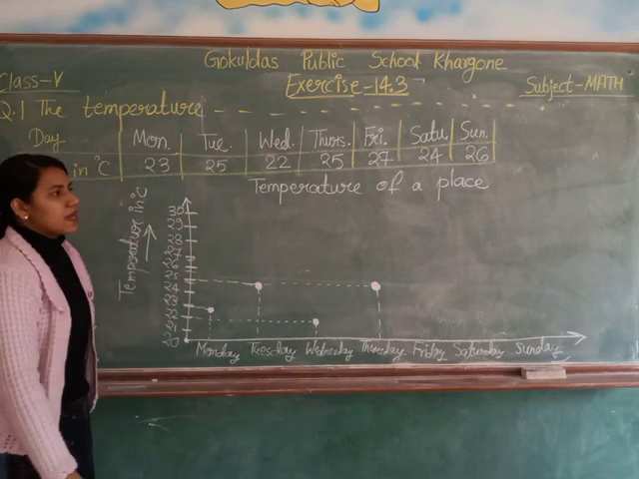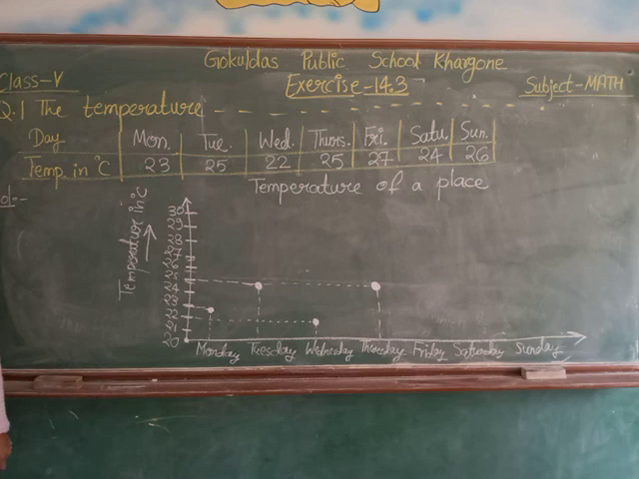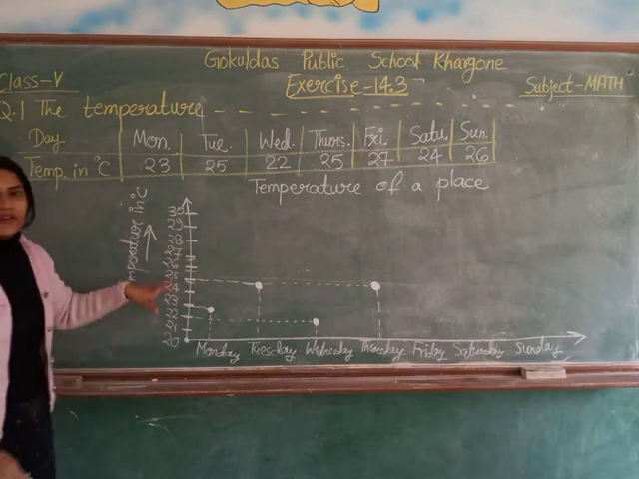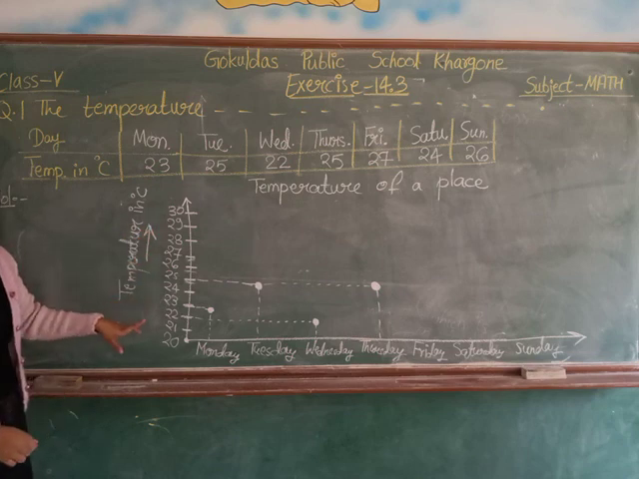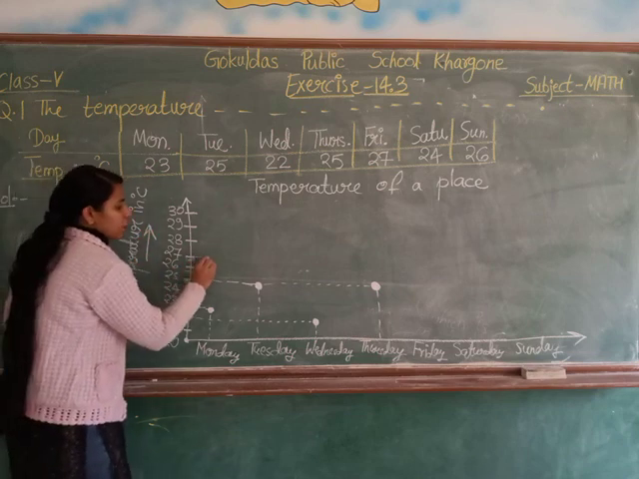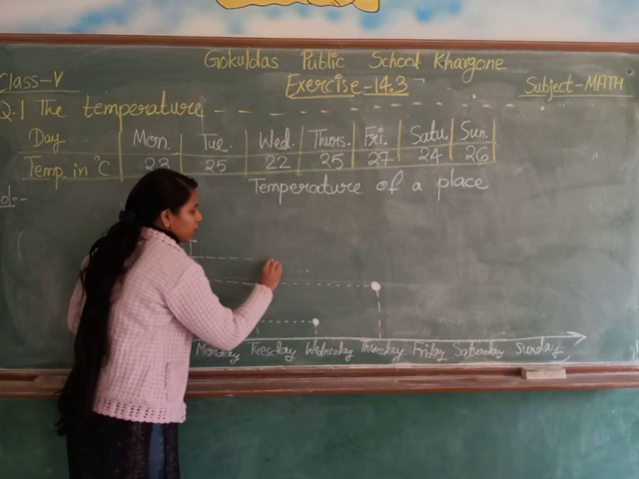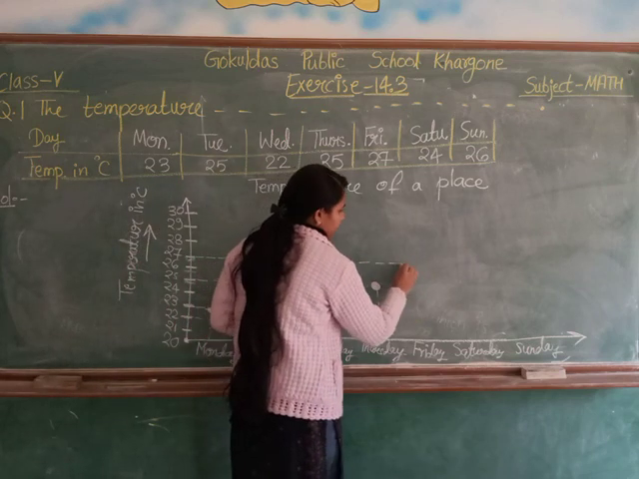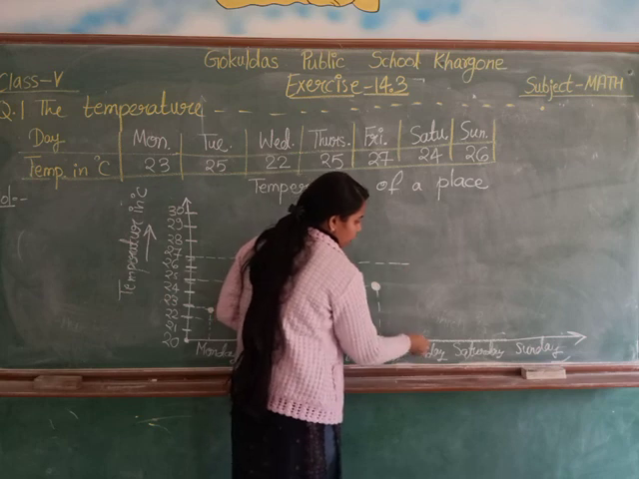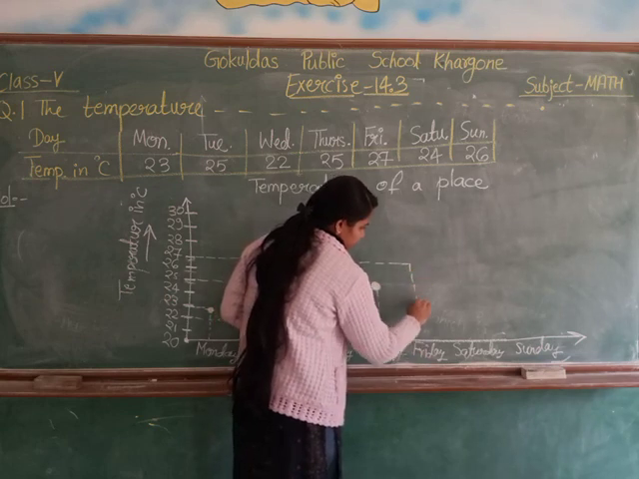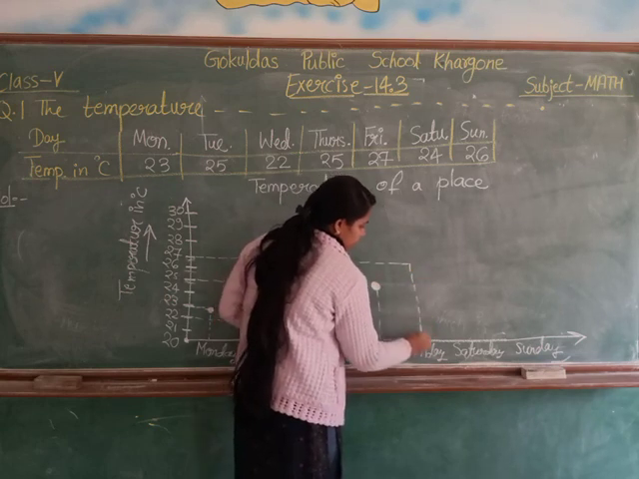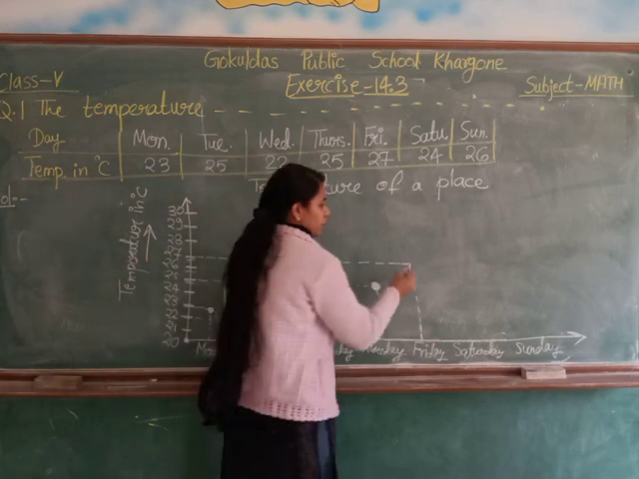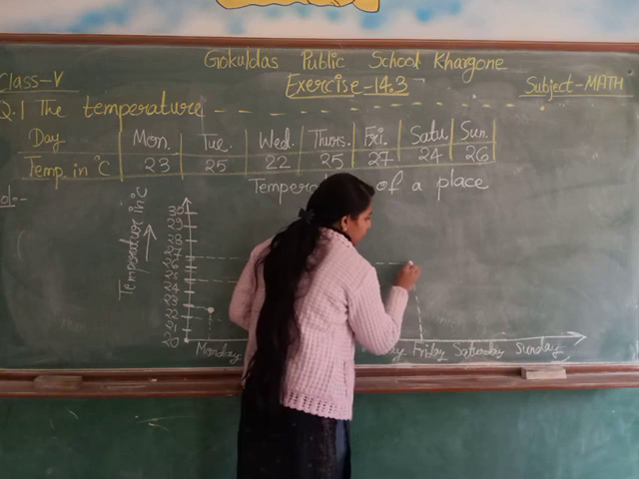On Friday the temperature was 27 degrees C. So on the vertical axis find the 27. Where is 27? Start drawing the dotted lines from 27 and stop on Friday. Now draw the dotted lines. We got an intersection point, the meeting point of two lines. So make a dot here.